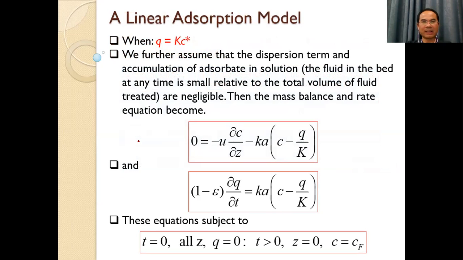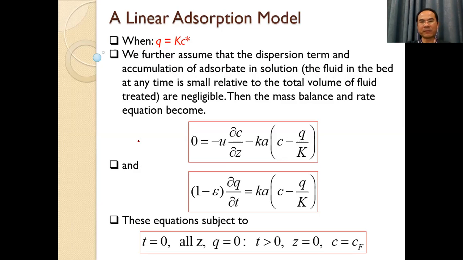And the third one, the linear adsorption model. For the linear adsorption model, we assume the isotherm or equilibrium relationship is Q equal to Kc. It is a linear relationship. That is, the concentration of solute in the adsorbent at equilibrium equals K multiplied by the concentration of solute in the liquid phase at equilibrium.